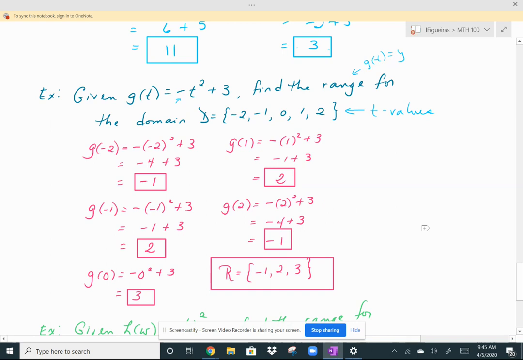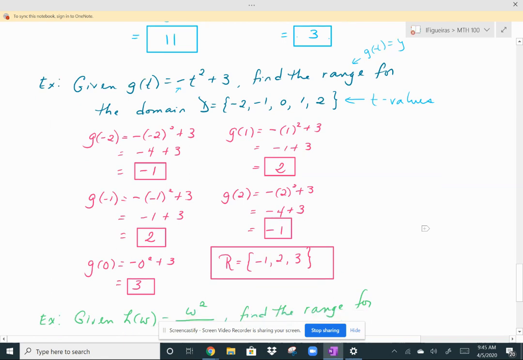So notice that I have 5 values of the g of t or y, but 2 of them are repeated. I have negative 1 here and negative 1 here, and I have 2 here and 2 here. So when you state the range, it's not necessary for you to repeat values. So you just state all of the unique ones, and you have that the range is negative 1, 2, and 3. So remember, it's okay for the y values to repeat in a function. It's just not okay for you to repeat the x values.